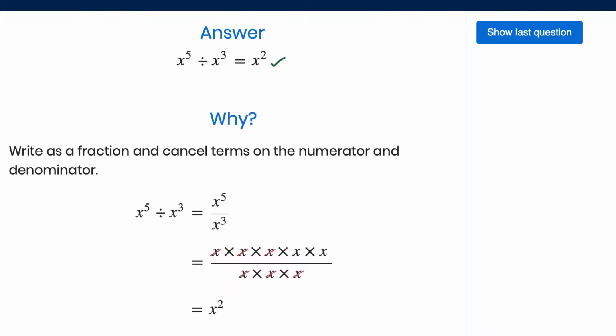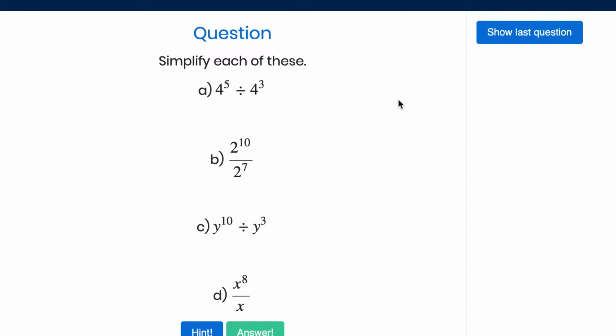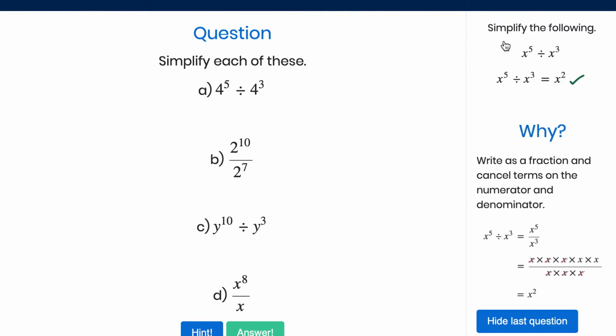And now it's your turn. Here are some examples to practice. So simplify each of these. Use the index law for division shown here on the right hand side. Pause the video and have a go.